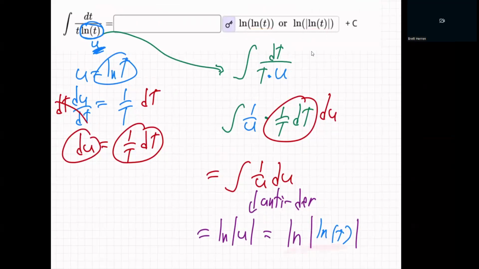But we end up with two natural logs, don't we? Because remember, the derivative of natural log goes back to 1 over the argument, right? So the antiderivative of 1 over u is natural log of absolute value. And then the u itself on the inside is also natural log t. So we end up with double natural log. And so there we go.